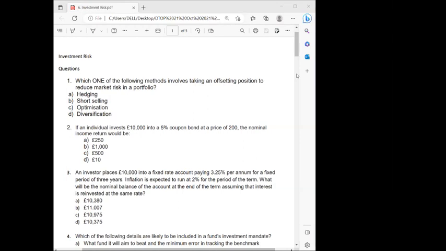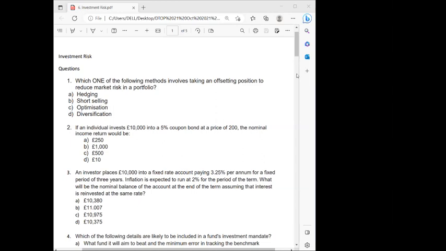So in this case, what they say is an individual invests 10,000 into a 5% coupon bond at a price of 200. That means you are investing 10,000 at a price of 200, which means the number of instruments you get is 10,000 divided by 200. But the nominal value, as I explained to you, is 100 instead of 200. Therefore, the nominal value of this instrument is £5,000 because there's a 100% premium in this case.